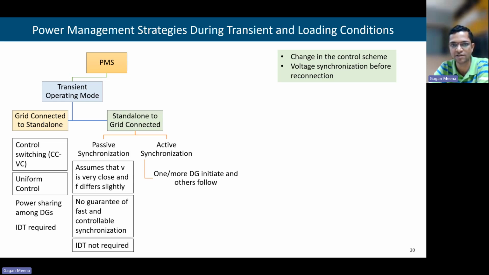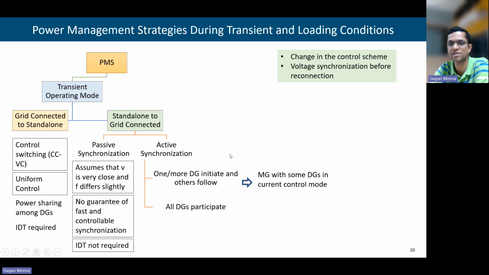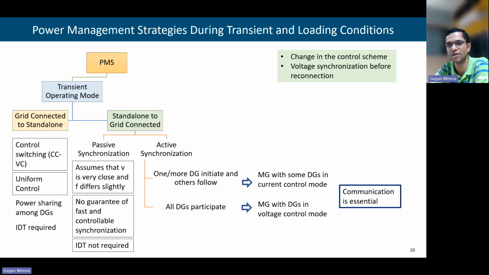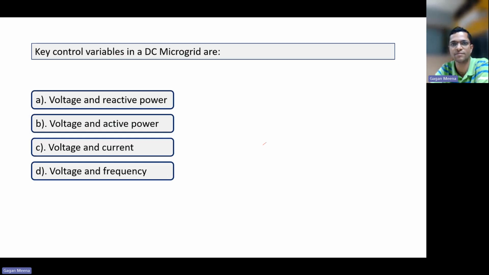In active synchronization, one or more DGs initiate and the others follow. Here, the microgrid with some DGs operates in the current control mode. And second is where all DGs participate. Here, the microgrid has DGs in voltage control, and communication is essential.